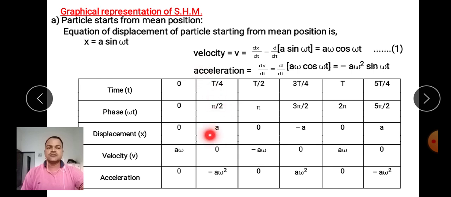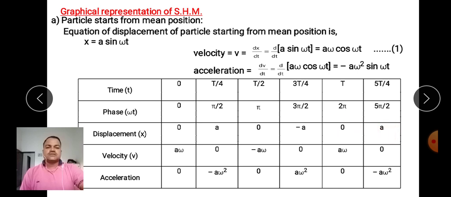So this is plus a. Then put omega t is equal to pi. Sin of pi is 0, 0 into a is 0. Then put omega t is equal to 3 pi by 2. Sin 3 pi by 2 is minus 1, so minus 1 into a becomes minus a. Similarly, put omega t is equal to 2 pi in x is equal to a sin omega t, it becomes 0. So we see in this table 0, a, 0, minus a, these terms alternate: 0, plus a, 0, minus a, 0, plus a.